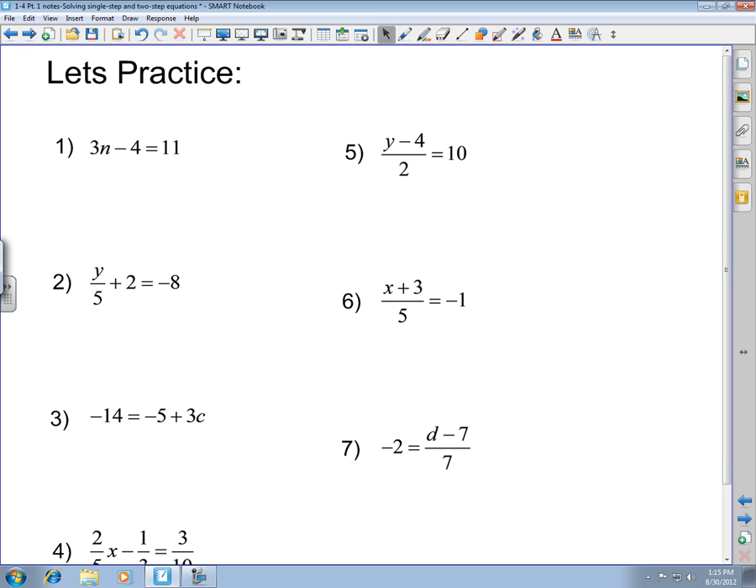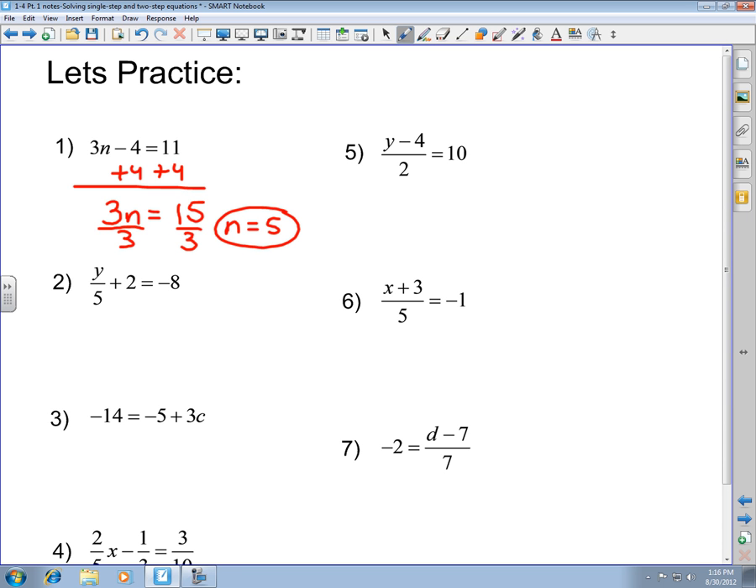Okay, I've got 3n minus 4 equals 11. I want to get the n all by itself. Since this is a two-step equation, because I have two different operations going on, I'm going to first get rid of addition and or subtraction. So I'm going to get rid of this negative 4. How am I going to get rid of that negative 4? By adding 4 to both sides. Now I have 3n equals 15, which is now a single-step equation. 3 times n, undo multiplication with division, divide both sides by 3, n equals 5.